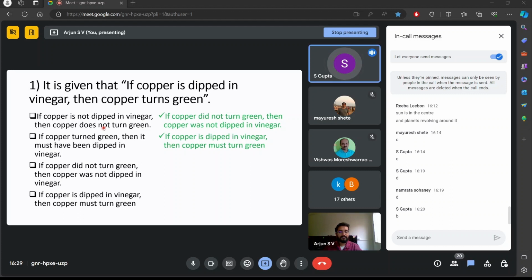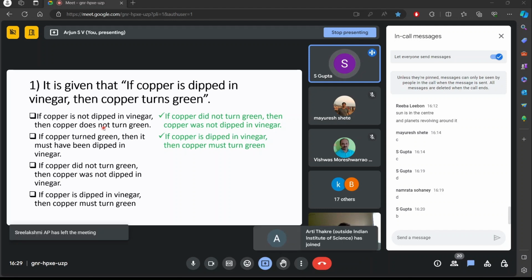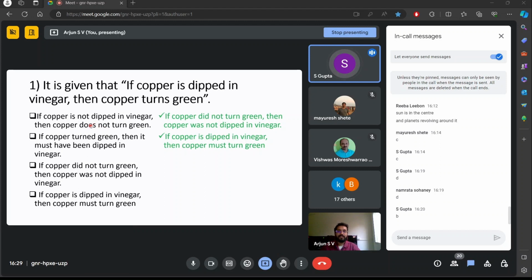B can happen without A. So, sir, but in your answer, if copper did not turn green, then copper was not dipped in vinegar. Okay, copper, right, sir. I think they have interchanged the things actually.